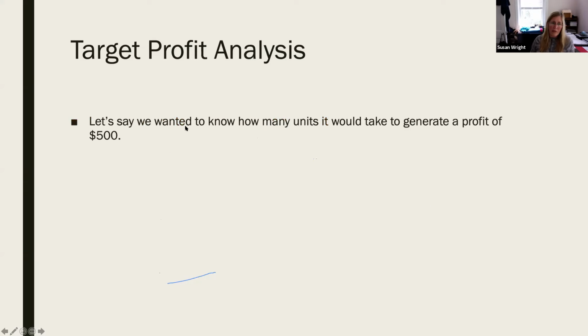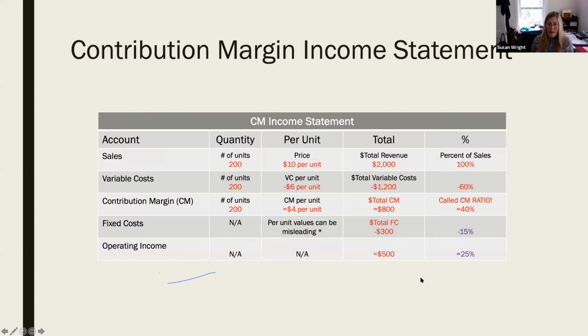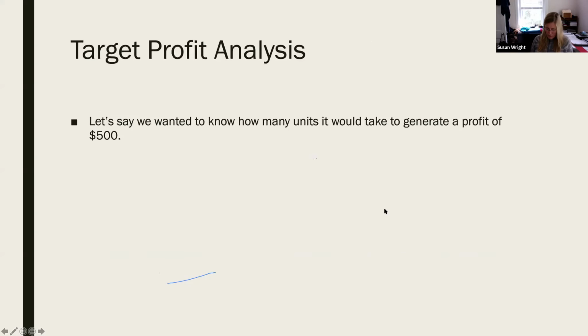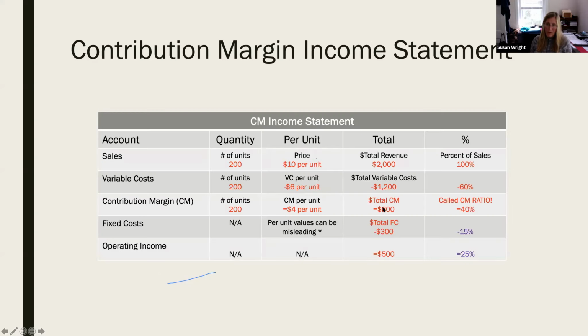Okay, so now let's say we wanted to know how many units it would take to generate a profit of 500. So you start at the bottom, you've got 500. You know this is fixed at 300. So adding up to get 800, you're forcing this number because 800 minus 300 is 500. And then you've got to go across. This is fixed. So divide by 4, you get 200. So 200 units would have to be sold to generate a profit of 500 bucks. And you can roll that out and prove it. And in fact, it works beautifully.